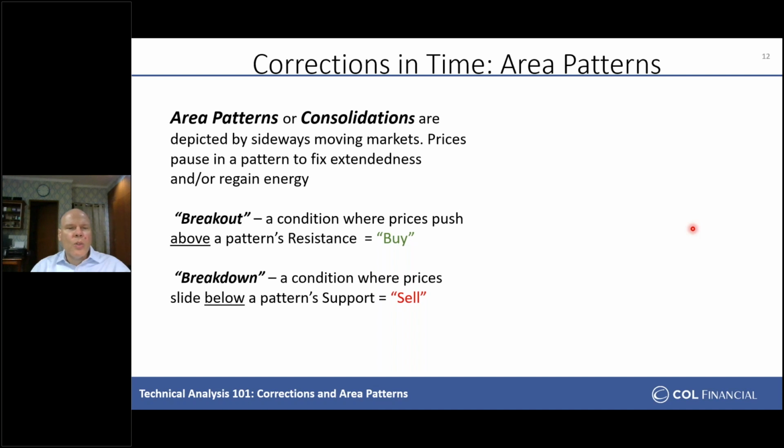So area patterns, or consolidations, another way to call them, are depicted by sideways moving markets. Now, they could be irregularly shaped or very jagged, but ideally they are moving sideways in a sense. Prices pause in this pattern because they need time to fix the extendedness that the prices had shown earlier. So if a stock price moves up very, very quickly, it pit stops and generates a sideways motion in price, just like what you see here.